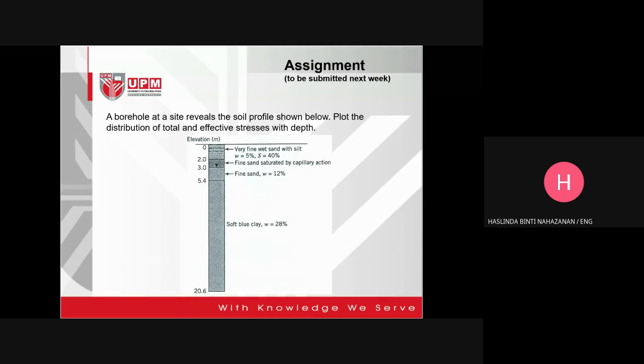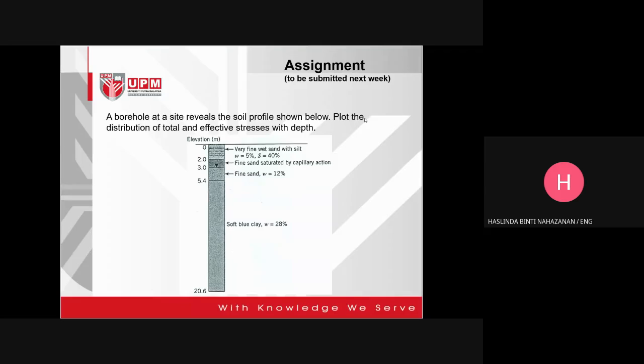Alright. So a borehole. When we do site investigations, we also have what we call borelog, where you excavate a boring, you do some tests, and you take the sample and bring it to the lab, and then you have all this information. So a borehole reveals a soil profile like this.